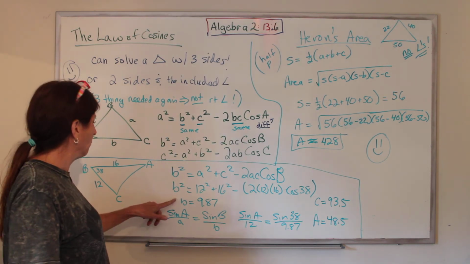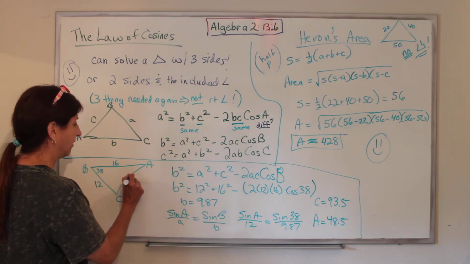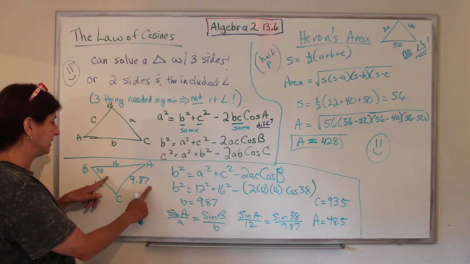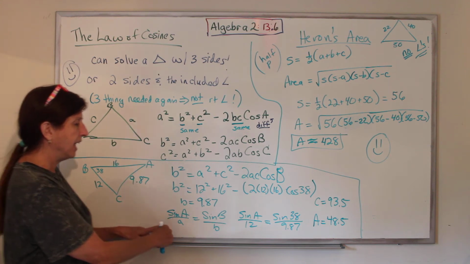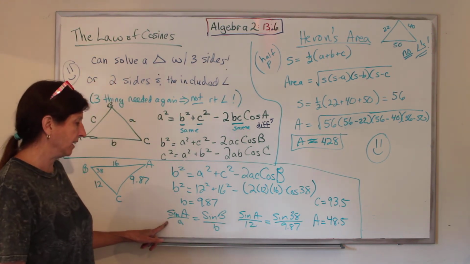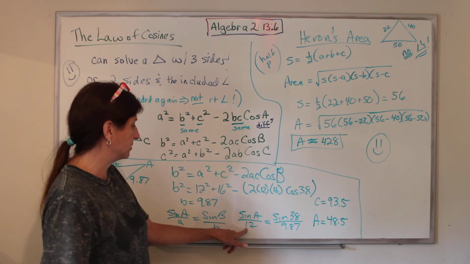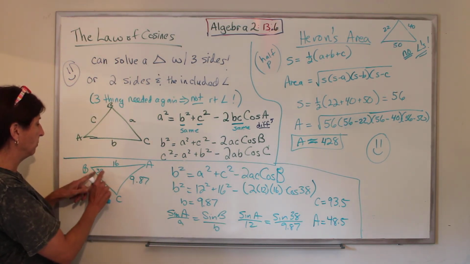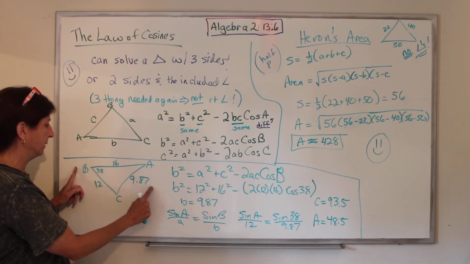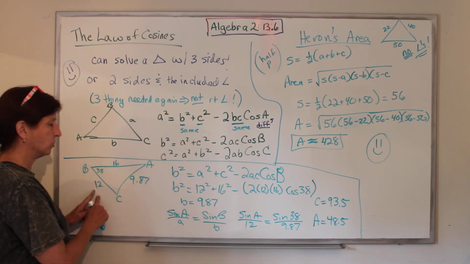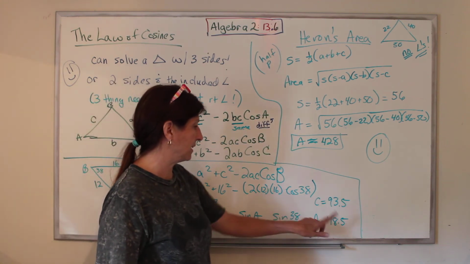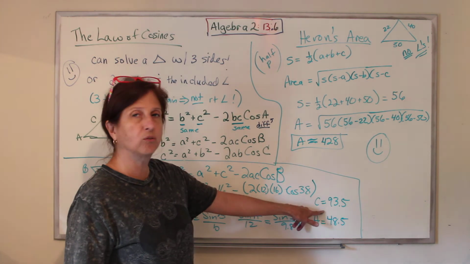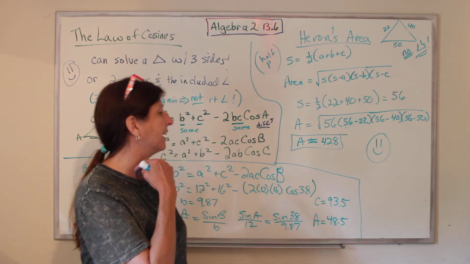Now, once we get this side, our 9.87, then we have an angle and a side, and 2 sides, and now we use the law of sines. We're going to solve for angle A. Sine of b over b equals sine of a over 12. Then we cross multiply and solve for x. A is 48.5. Subtract them all from 180, and c is 93.5.